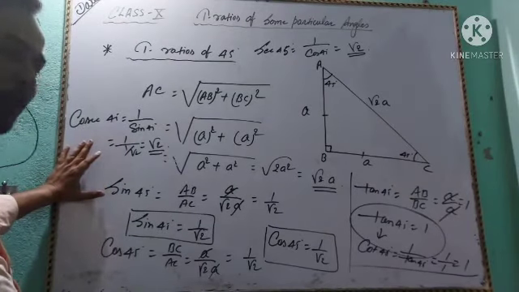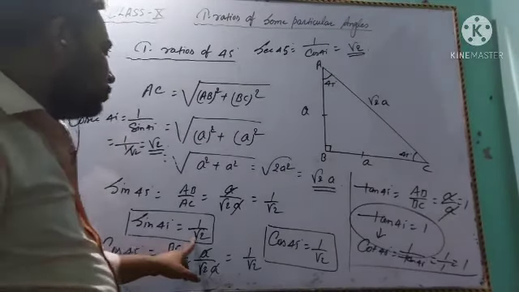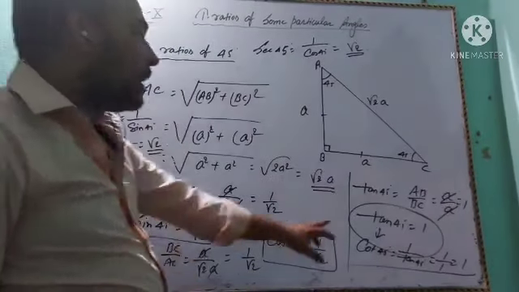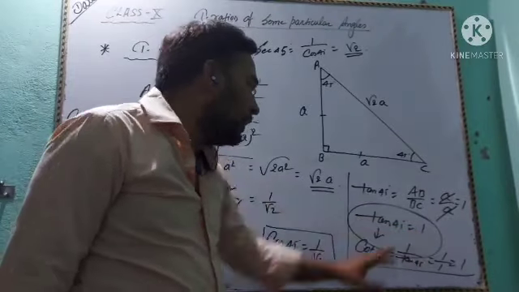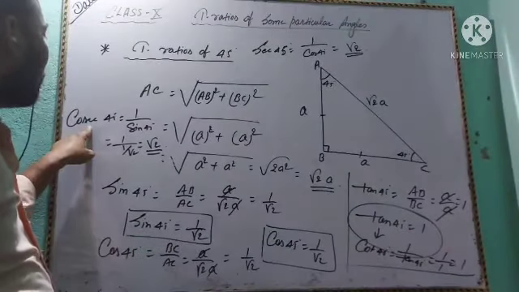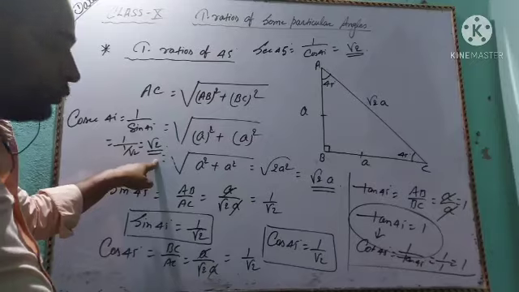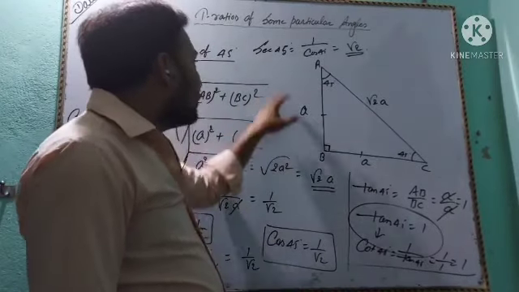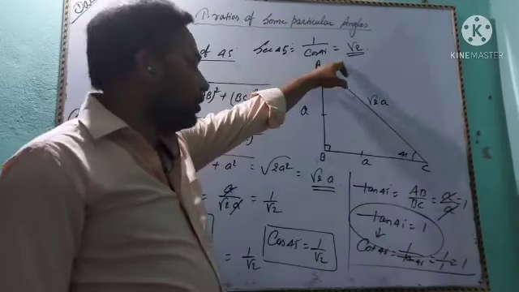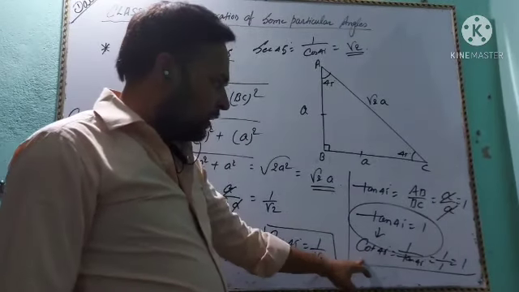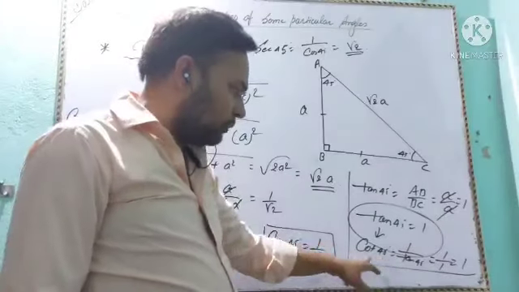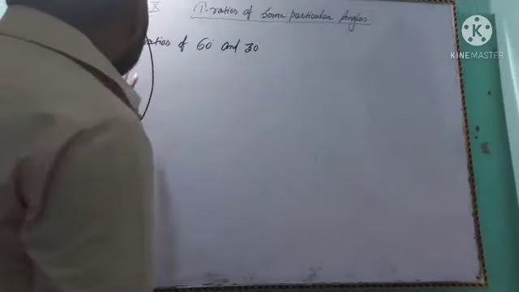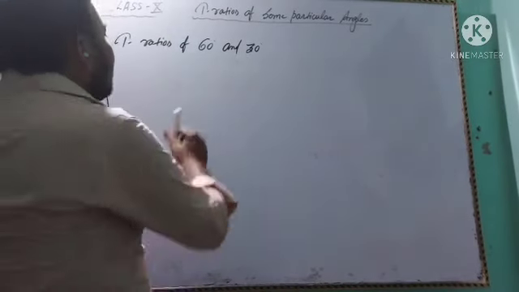So students, sin 45 degree is 1 by root 2, cos 45 degree is 1 by root 2, tan 45 degree is 1. The reciprocal of sin 45 degree, cosec 45 degree, is root 2, the reciprocal of cos 45 degree, sec 45 degree, is root 2, and the reciprocal of tan 45 degree, cot 45 degree, is also 1.